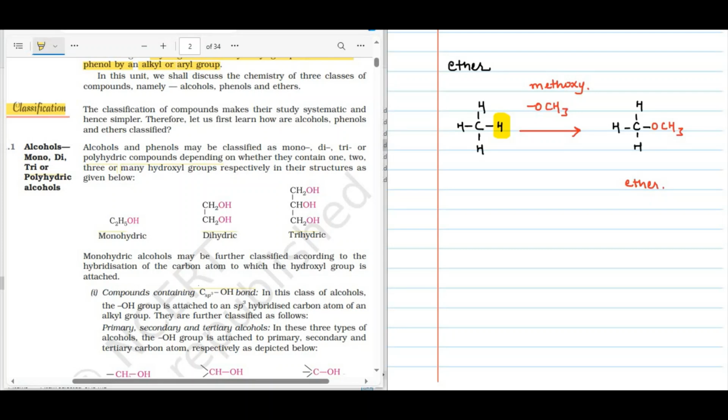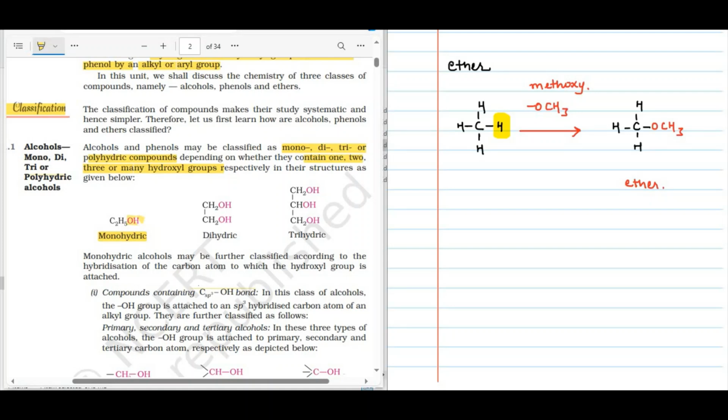Alcohols and phenols may be classified as mono, di, tri or polyhydric compounds, depending on whether they contain 1, 2, 3 or many hydroxyl groups, respectively, in their structure as given below. So here the first example is monohydric alcohol. As it contains just one OH group, it is called monohydric alcohol.